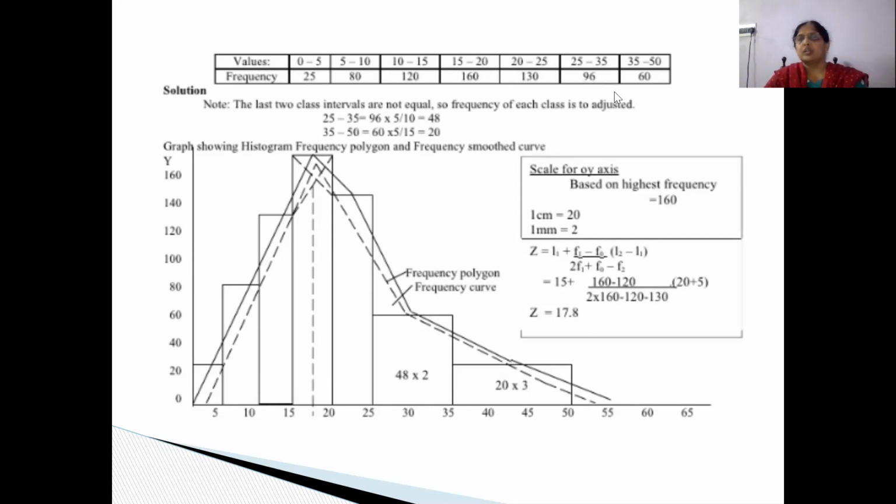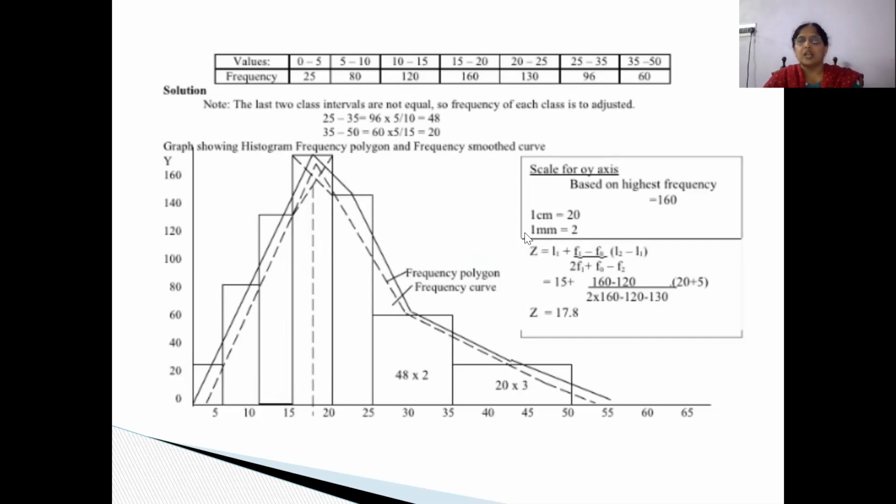Next come to here, 35 to 50. 35 to 50 we can automatically convert into 3: 35 to 40, 40 to 45, 45 to 50. So we can make 3 class intervals. Therefore 60 should be divided by 3. How much are we going to get? So 20 each. Dividing by 3 classes, we are going to get the 20.